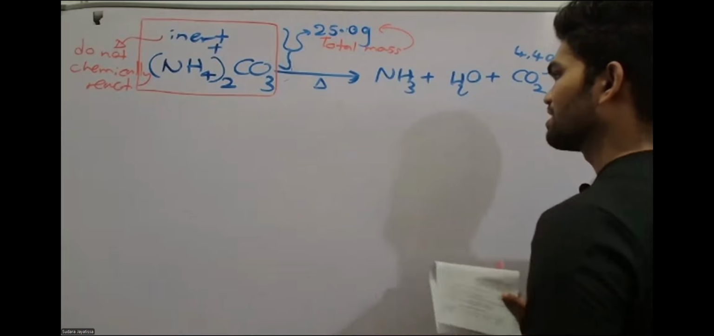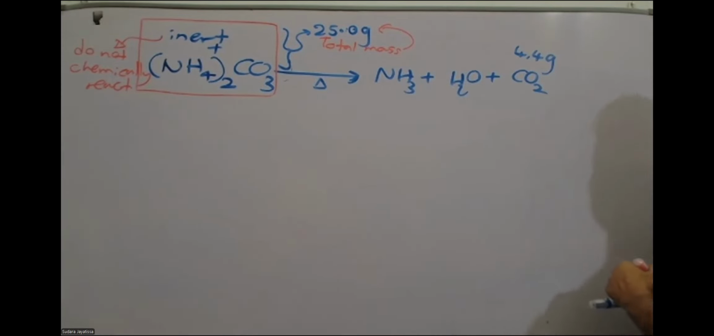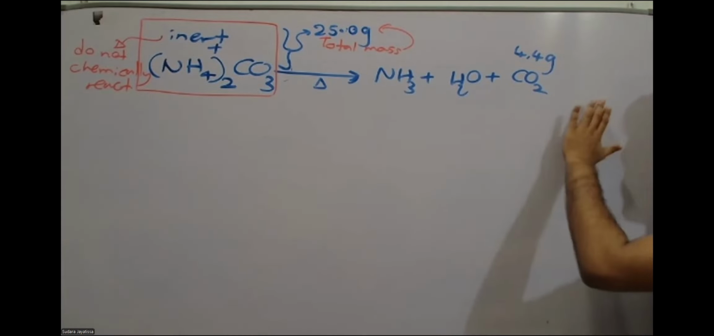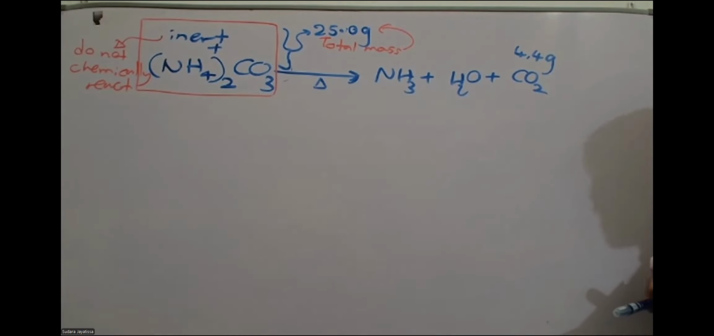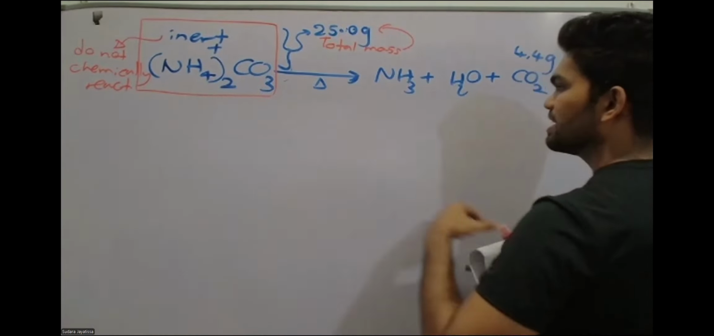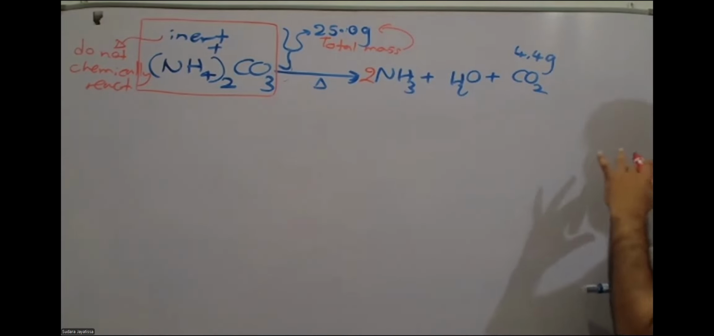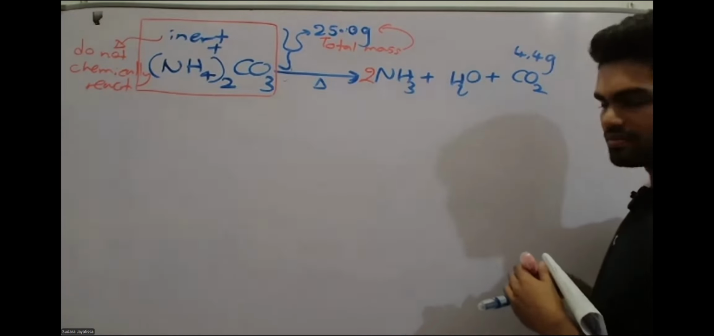Okay, right. Then see, you are having 4.4 grams of carbon dioxide, but don't be in a hurry. Just try to balance the equation first. You are having 2 ammonium, so 2 is there. So you have to put 2 in front of ammonia gas, and then it will be balanced.